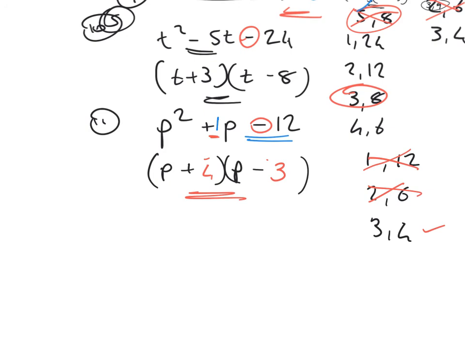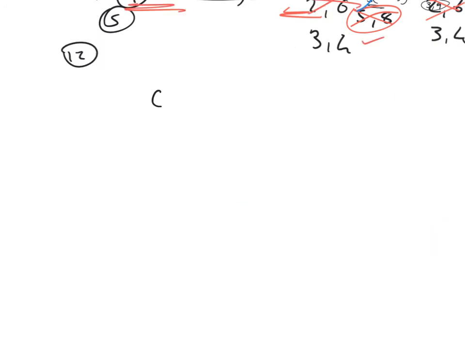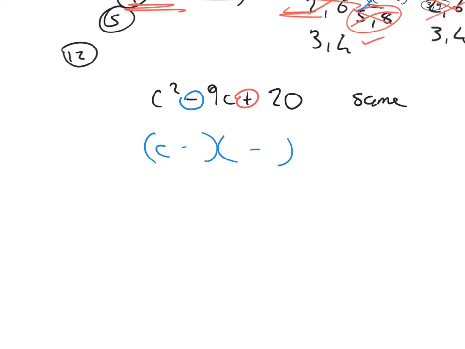Okay, example 12. c squared minus 9c plus 20. Okay, the result of multiplying is positive, so the signs need to be the same. 2 pluses or 2 negatives, but it needs to be 2 negatives. Okay, and then my pairs for 20: 1 times 20, 2 times 10, 4 times 5. So which one of these can I use to get minus 9 in the middle? And that's going to be 4 and 5, c minus 4, c minus 5.